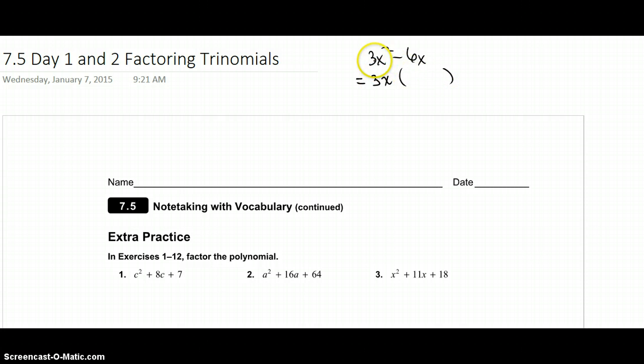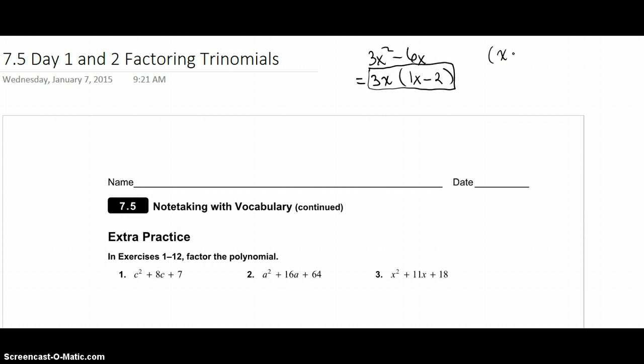So 3 times what is 3? Well, 3 times 1. And x times what is x squared? There's a 1x. Minus 3 times what is 6? 2. And x times, actually we don't need another x. And so this is our final answer. It's like undistributing.